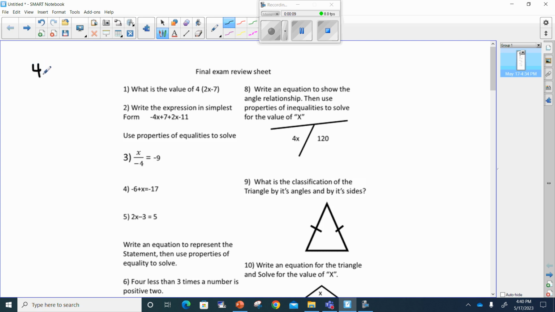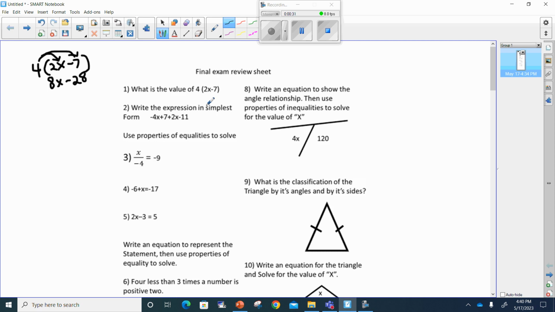Well, 4 times 2x minus 7 means we're going to use the distributive property to multiply the number in front to everything inside. 4 times 2x is 8x. 4 times negative 7 is negative 28. And we're done. That's it. All right, let's go to number 2.